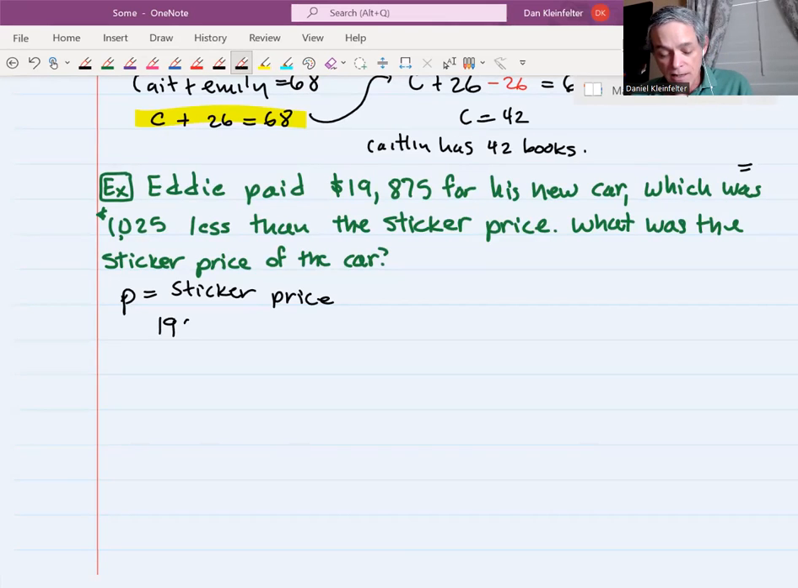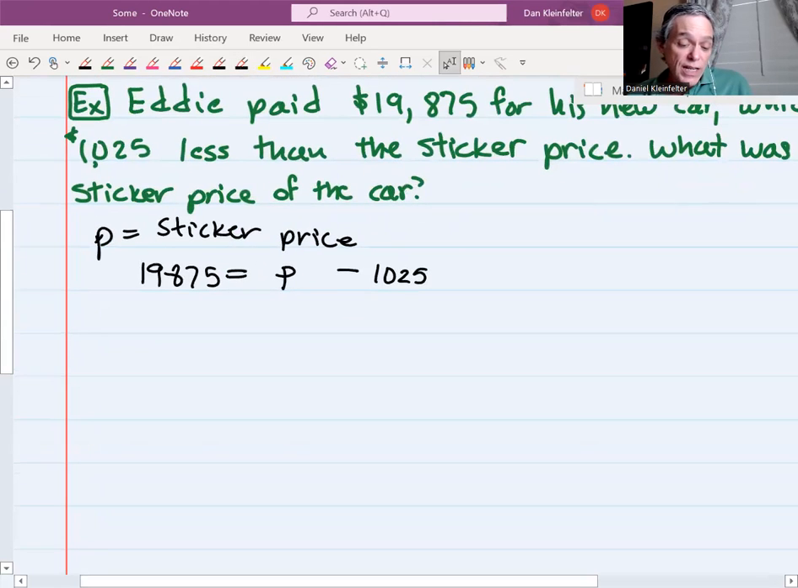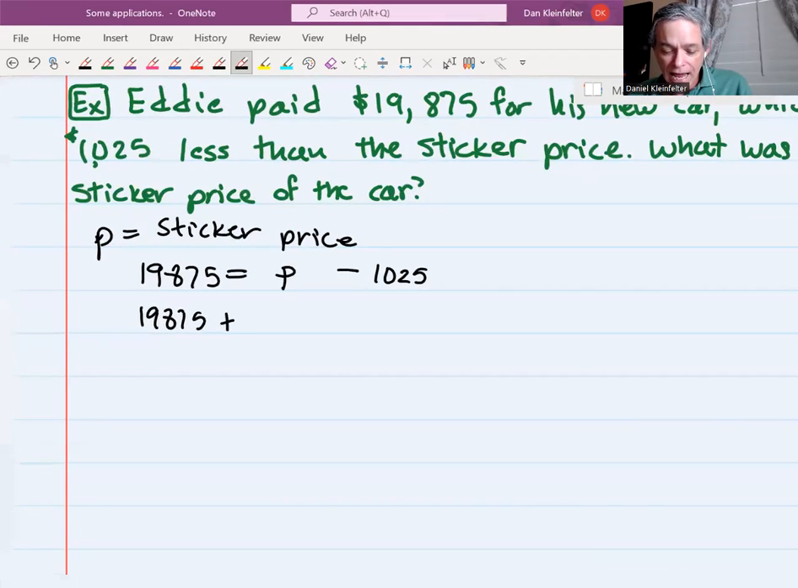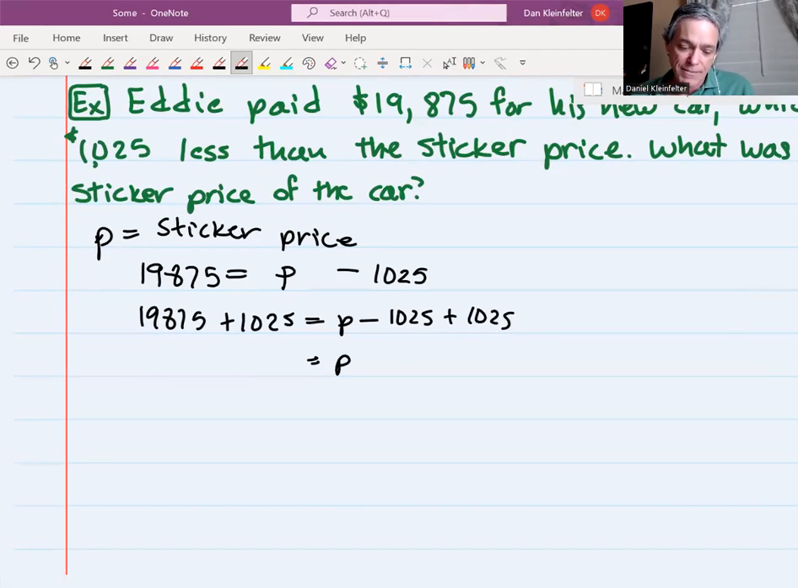So the 19,875 was 1,025 less than sticker price. Remember, with less than, you have to be careful about the ordering. And it's "was" because it was in the past tense. Okay, that's our "is" turned into a "was" because it's in past tense. All right, so then in order to get the P all by itself, we're going to add the 1,025 to both sides. Okay, so the P is on the right side this time, but that's okay.